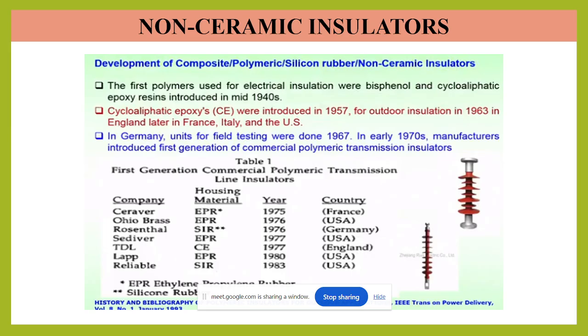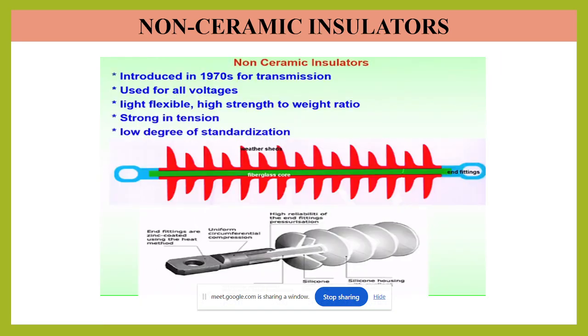commercial polymeric transmission insulators. This Table 1 shows the history and the first generation commercial polymeric transmission line insulators developed by different companies in different years, and used in different countries. Here you can see the company names which produce the commercial polymeric line insulators. So basically, it was introduced in the 1970s for transmission and is used for all voltages.